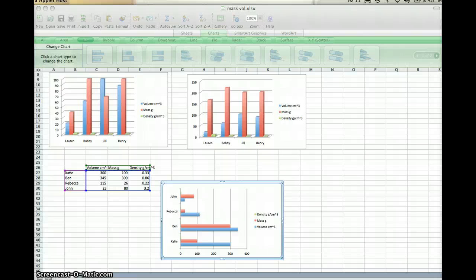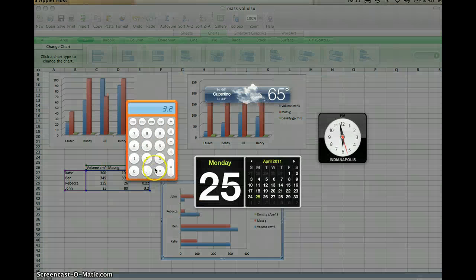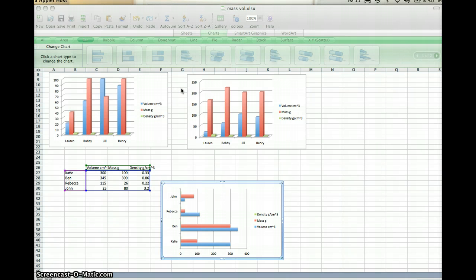Now, this was a fun experiment because you got to use Excel and create graphs. The best thing about graphs is you could visually relate what volume, mass, and density can do and how they relate to one another. For example, Katie's volume was 300 and the mass was 100, which made their density 0.33 grams per centimeter. However, if you were to change the mass to 200 grams, it will affect the density, because 200 grams divided by 300 makes the new density 0.66, and that means that when the mass went up, so did the density.